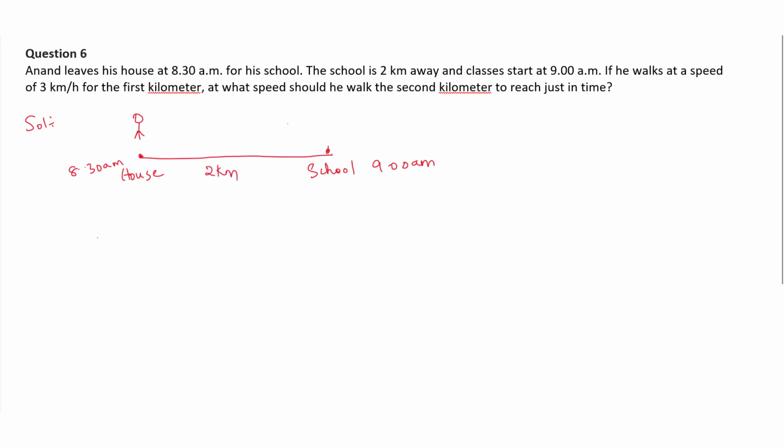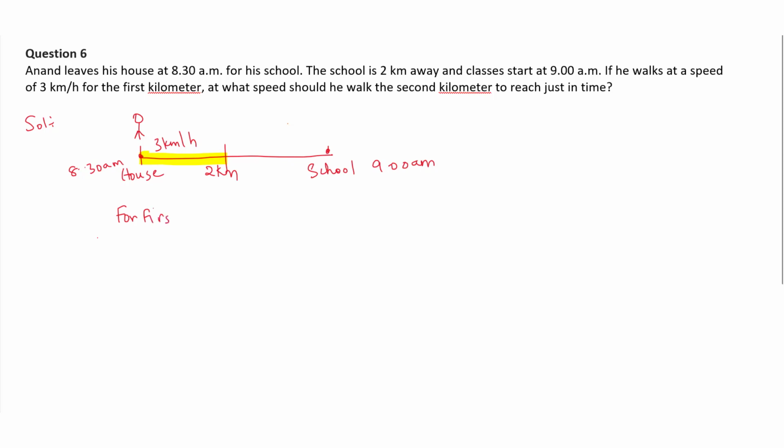And the next, if he walks at a speed of 3 km per hour for the first kilometer, it means for this kilometer he is going at 3 km per hour. So let us calculate for the first kilometer.